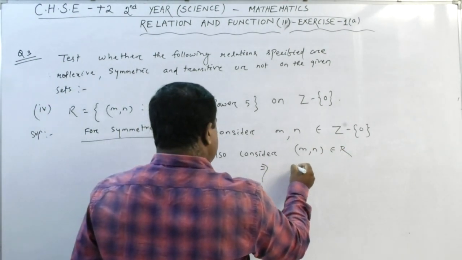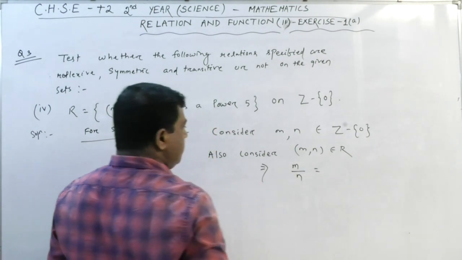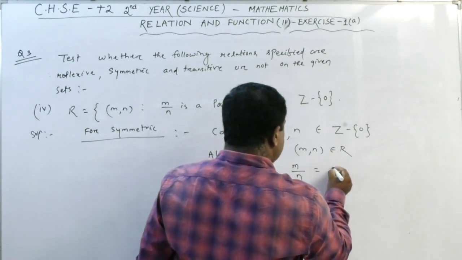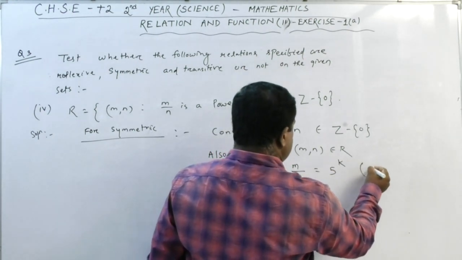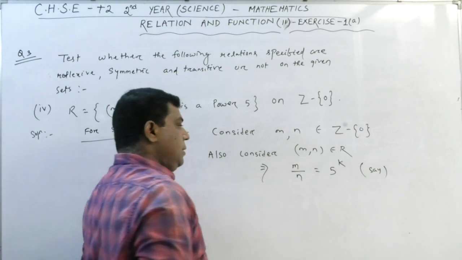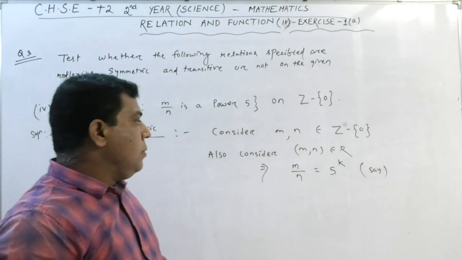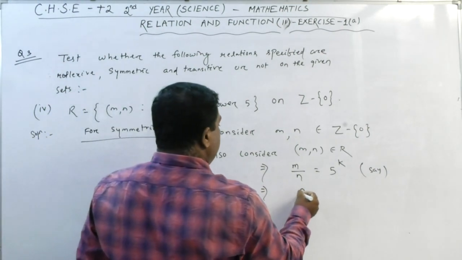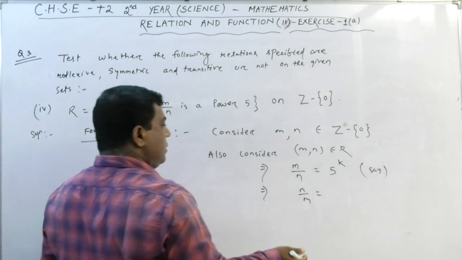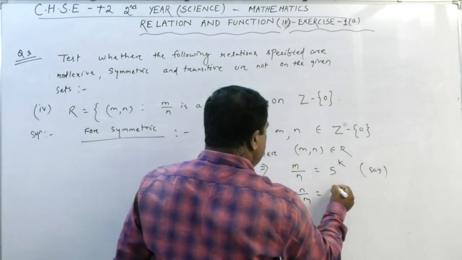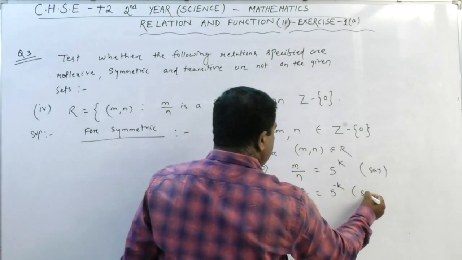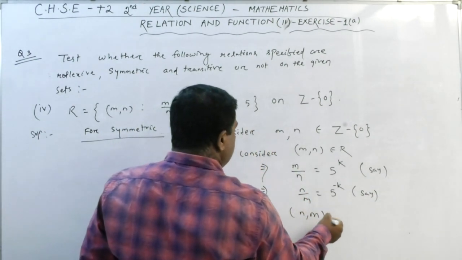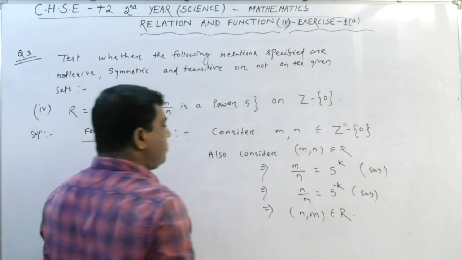What it means? It means m/n is a power of 5. As m, n belong to R and m/n is equal to some power of 5, say 5 to the power k. Okay, it is expressible as a power of 5. So if m/n is a power of 5, what about n/m? Its reverse, n/m, can be written as 5 to the power minus k. Okay. So we can say that it implies the ordered pair (n, m) also belongs to R.